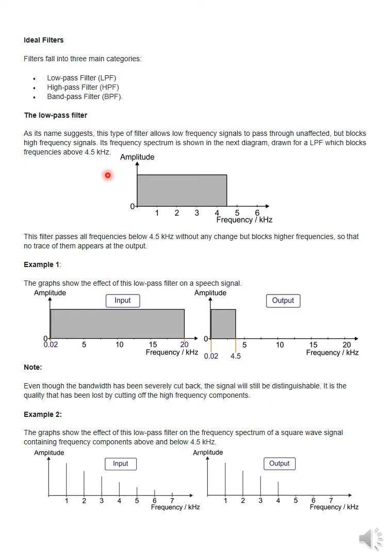So you have an amplitude, and suppose you have a signal, so you will multiply it with the filter, and it will allow a certain portion of the signal and the remaining will be blocked. So this filter passes all frequencies below 4.5 kilohertz without any change but blocks higher frequencies so that no trace of them appears at the output.